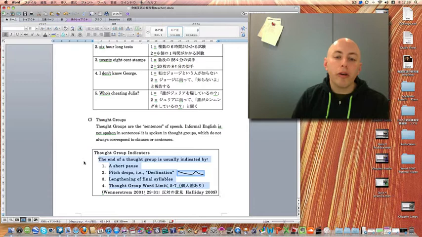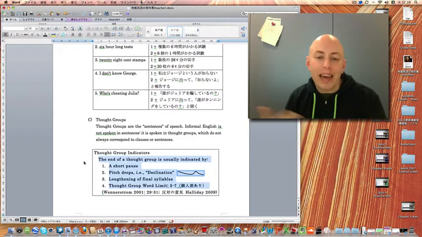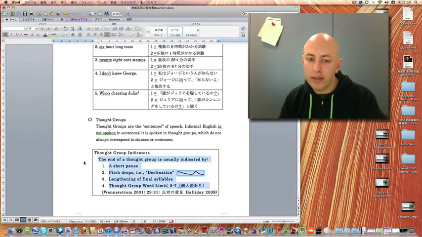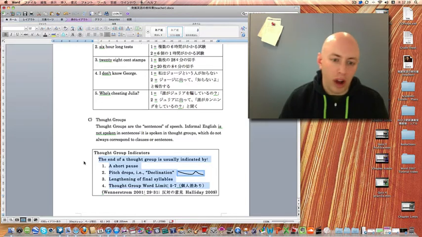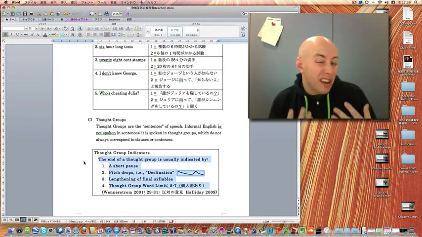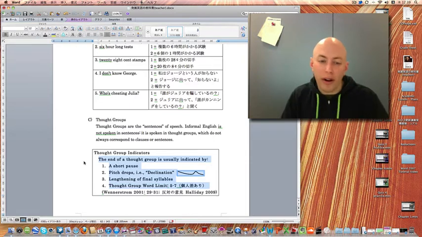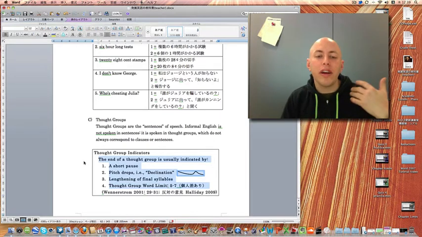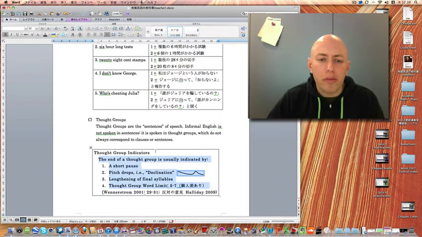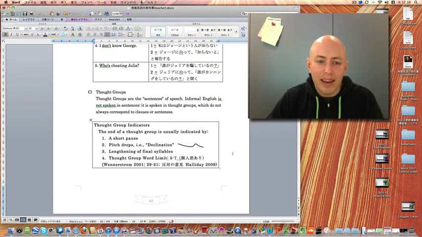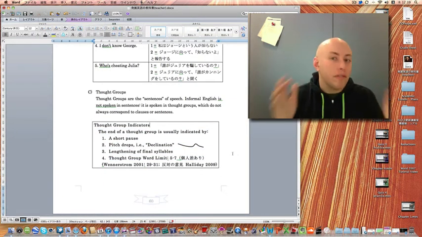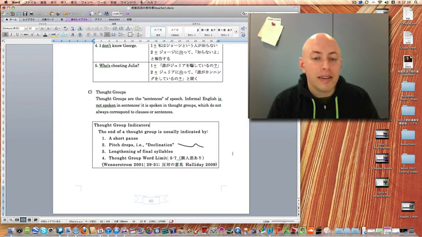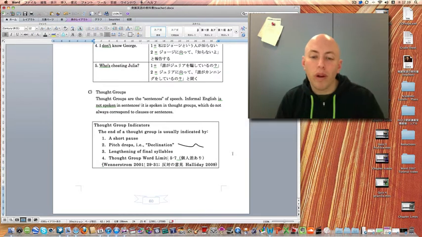The end of a thought group is usually indicated by a short pause. Also, the pitch drops. The last syllable tends to get a little longer in thought groups. And there's a limit. Thought groups can't be as big as you would like. In general, this is a very general rule, but I would say they're about 5 to 7 words in length, and there is an individual difference here, so every person can have bigger or smaller thought groups.